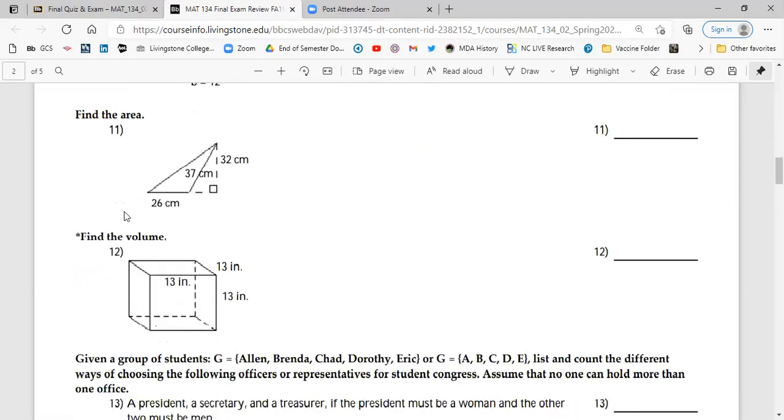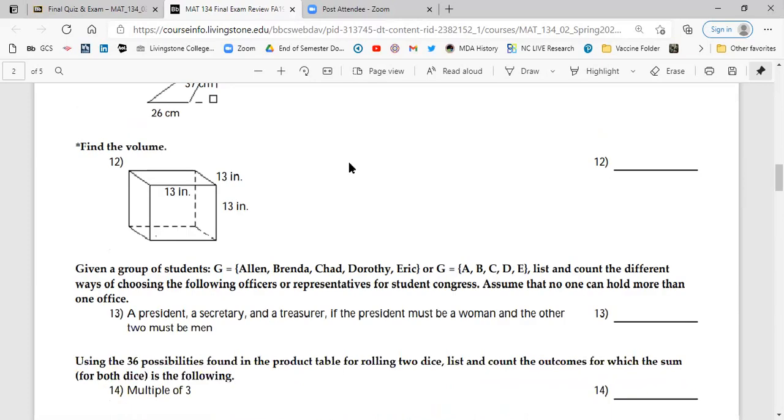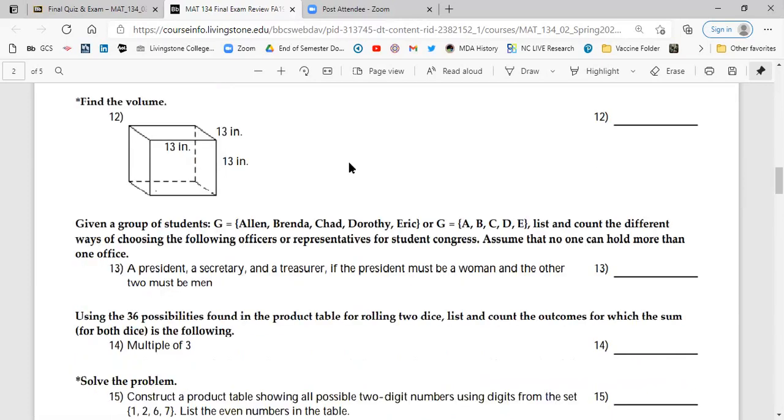Now this one, the height is outside of the triangle, but you still include it into the area of triangle formula. So the base would be 26 and the height would be 32. So you just use 1/2 32 times 26. 1/2 base times the height. Any questions with 11? Okay, find the volume. Basically just length times width times height. And that's it.